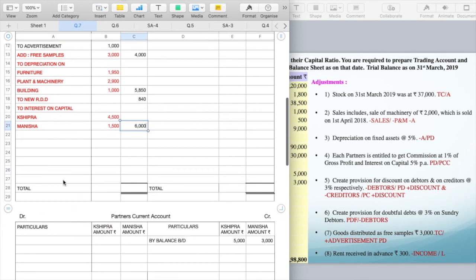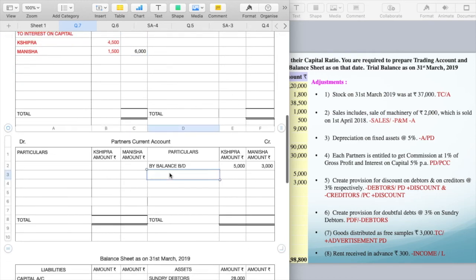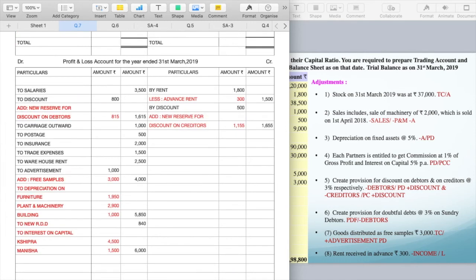Okay. So profit and loss account debit side, because the company is giving interest to the partners. So it is an expense for the company. And partners' current account value is increasing. So partners' current account credit side, by interest on capital 4,500, 1,500.